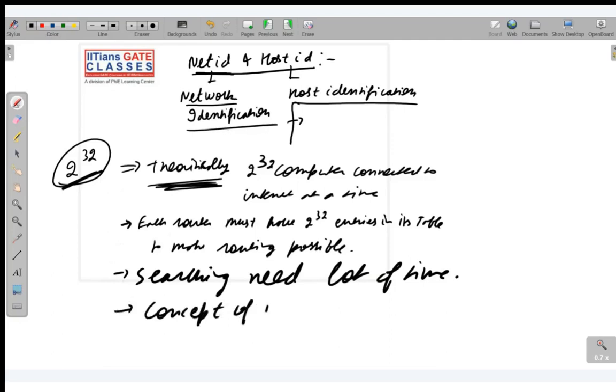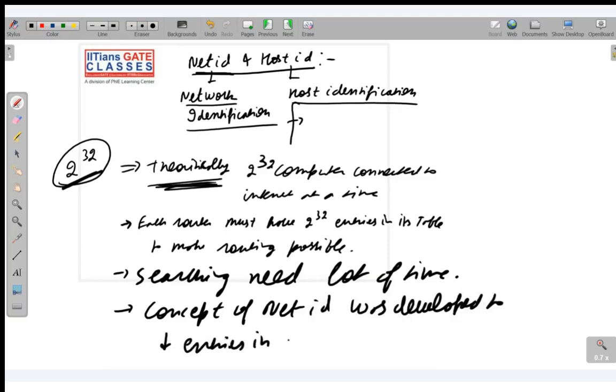The concept of net ID was developed to decrease the number of entries in the routing table. Okay, to decrease the number of entries in the routing table, the concept of net ID was developed. So what is net ID? Like, what is host ID? Each computer connected to the internet must have an IP address, that is known as host ID.